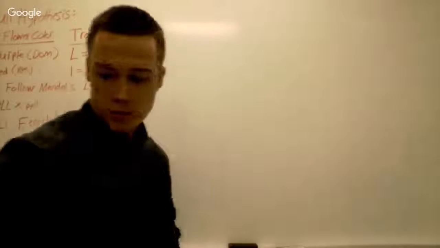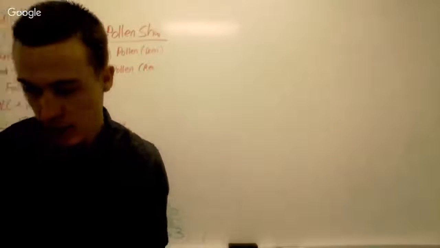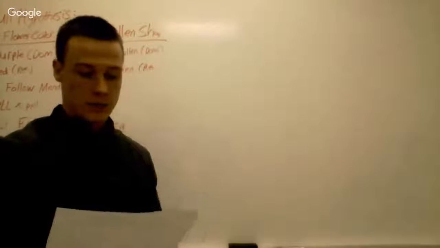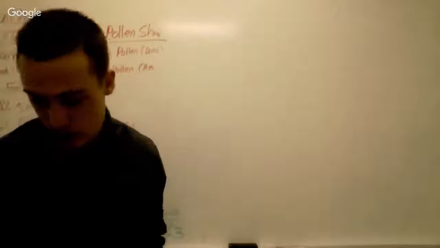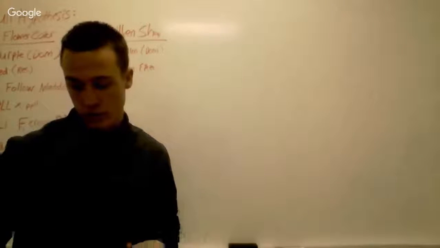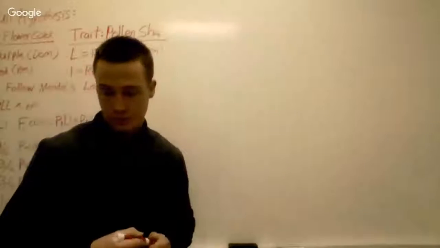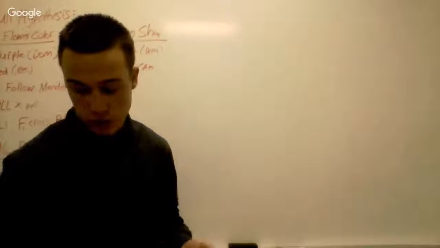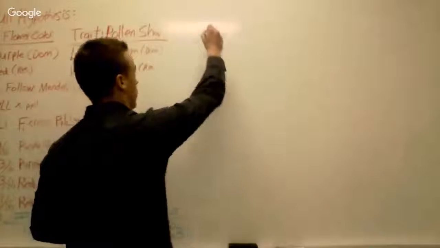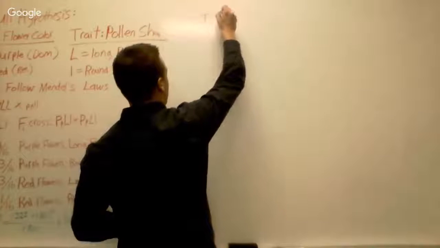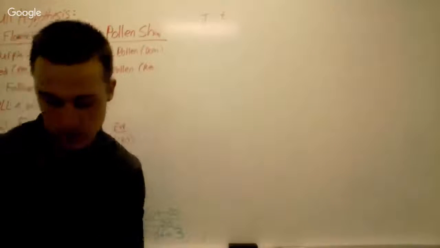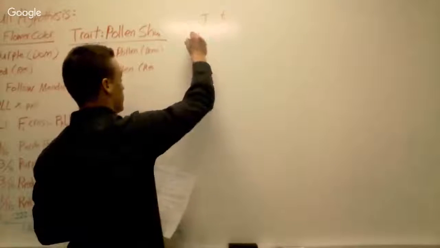Okay, so number 5 talks about a tetrahybrid cross in pea plants. It says, what is the probability that a dwarf, wrinkled, yellow, terminal offspring plant will be produced? For this one, I made a Punnett square for each of the letters. So I made a Punnett square for the T's.